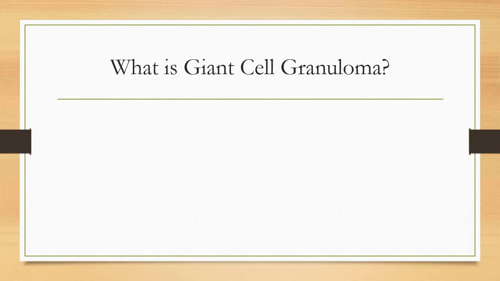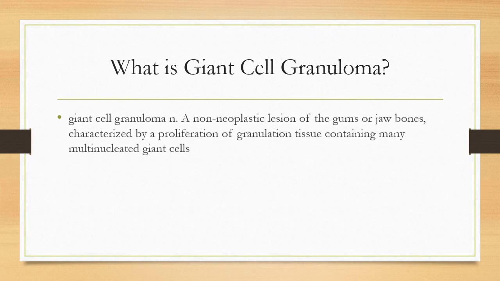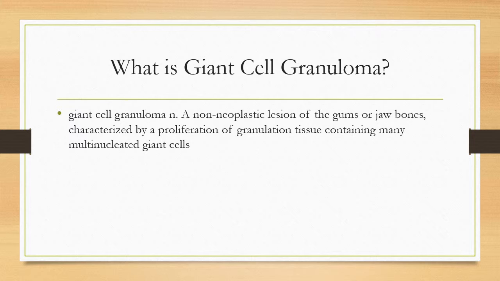What is giant cell granuloma? Giant cell granuloma is a non-neoplastic lesion of the gums or jaw bones, characterized by a proliferation of granulation tissue containing many multinucleated giant cells. What are the types? Two types, central or peripheral.